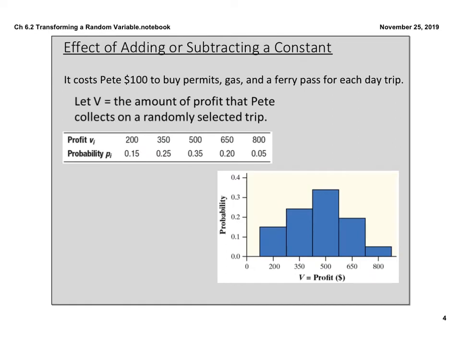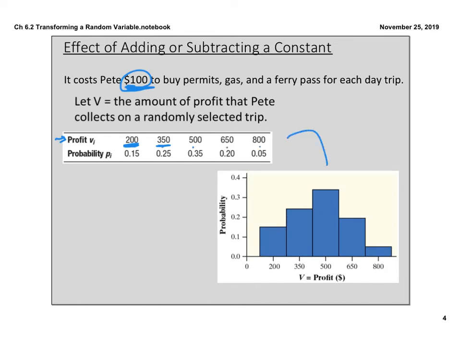Now, what happens if you factor in Pete's costs? Because that's just the money that comes in. It costs Pete $100 to buy permits, gas, and a ferry pass for each day trip. So let V be the amount of profit that Pete collects on a randomly selected trip. His profit is now this. We had to take $100 away from all of those points. So when he had 2 people going on a trip, he made $300, but if you take $100 away, he's at $200. When 3 people went on his trip, he made $450, but if you take $100 away, he makes $350, and so on and so forth down the line.